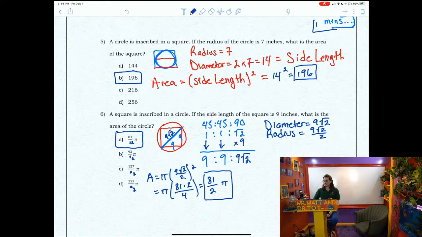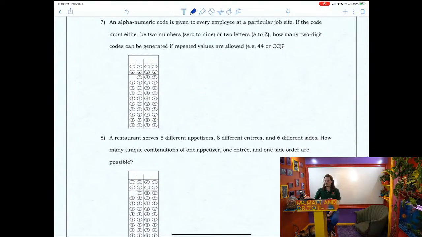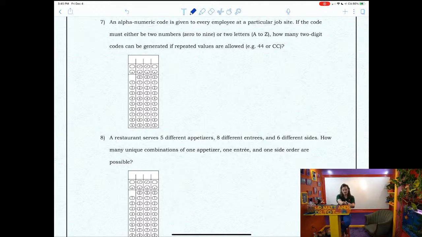If you have any questions, then please let me know. Otherwise, let's look at a brand new pair of questions. And let me resize my camera a little bit so you can see all of that.